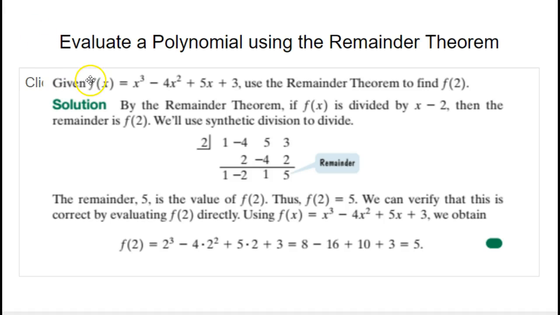So here we are given this polynomial here, and you're asked to use the remainder theorem to find f of 2. So in some of the work that we did back in, I believe, the Chapter 1 review that we did at the start of the year, if I asked you to find f of 2, what would you do? Well, you would take the 2, and you'd replace all of the x's over here with the number 2. And so that work is down here.